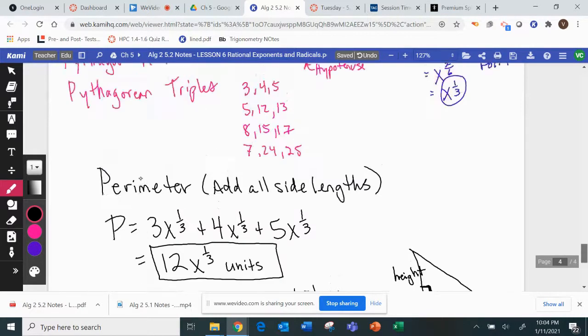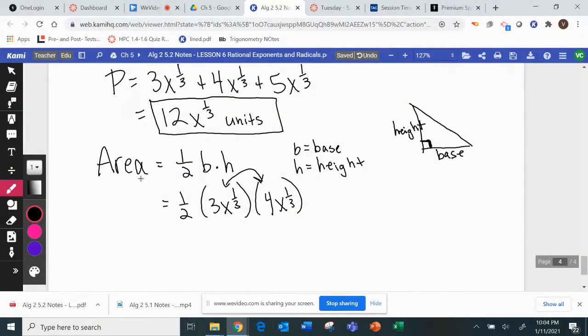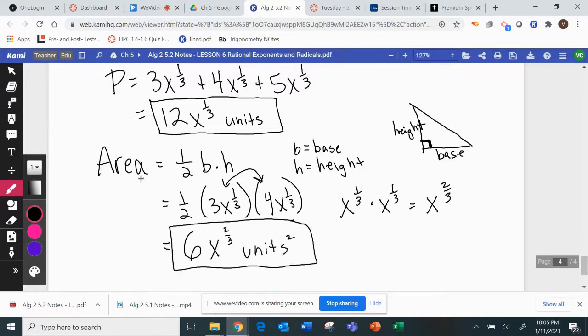Now, did I put those in the opposite order? Yeah, so you could put these in the other order. I just wrote them down from memory. I wasn't looking at the picture, but it doesn't matter because you can multiply in any order. So now when we multiply, we'll multiply our numbers. Let's see, 3 times 4 is 12 times 1/2 is 6. And then remember, when we multiply x to the 1/3 by x to the 1/3, those are like bases. So we get x to the 2/3. And that would be units squared for area.